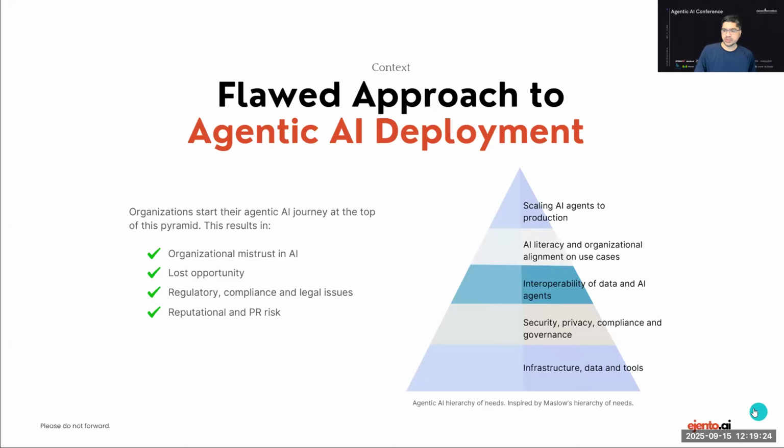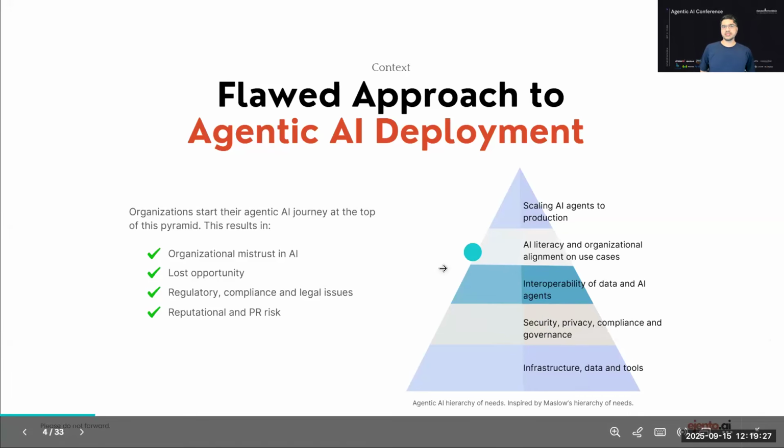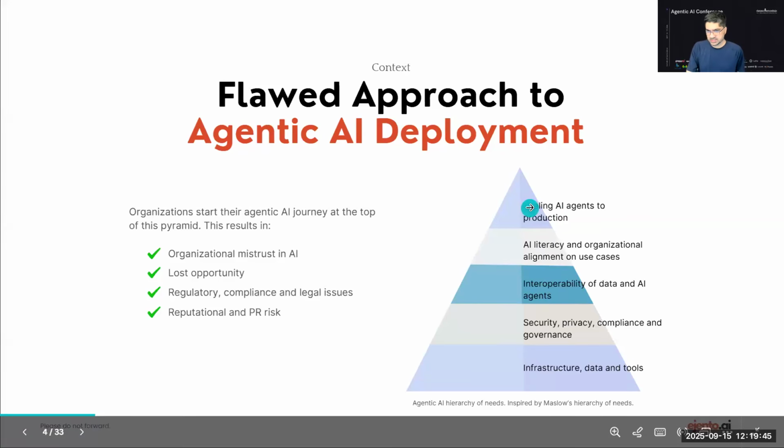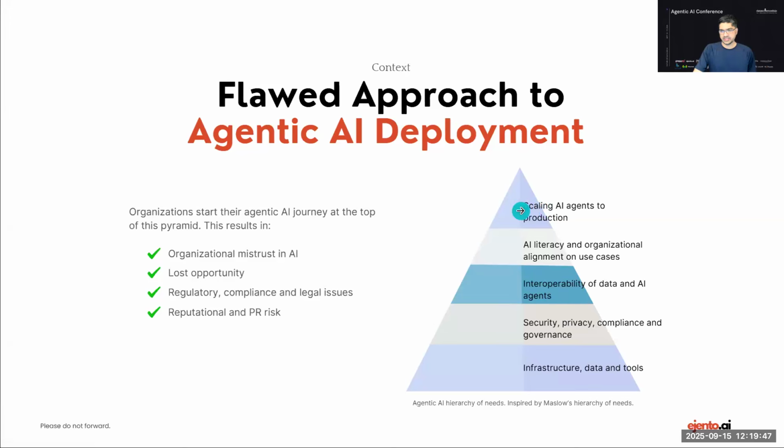So I like to characterize this whole agentic AI ecosystem using this pyramid. And for those of you who recognize this, this is inspired by Maslow's hierarchy of needs. If you look at it, most of the organizations, they start building their agentic AI applications by simply just building a wrapper around some of the existing models and simply build a wrapper around it.